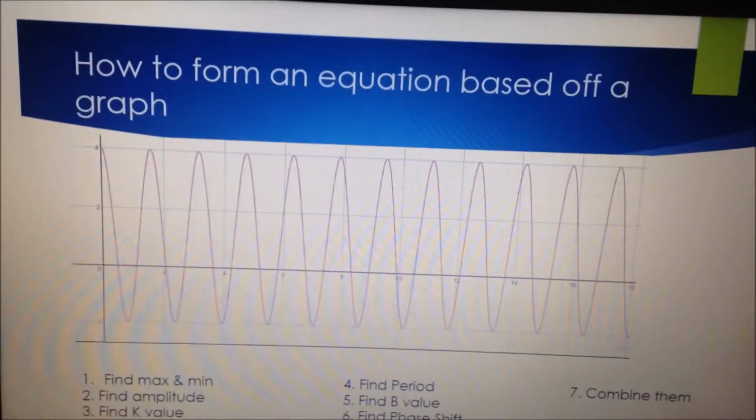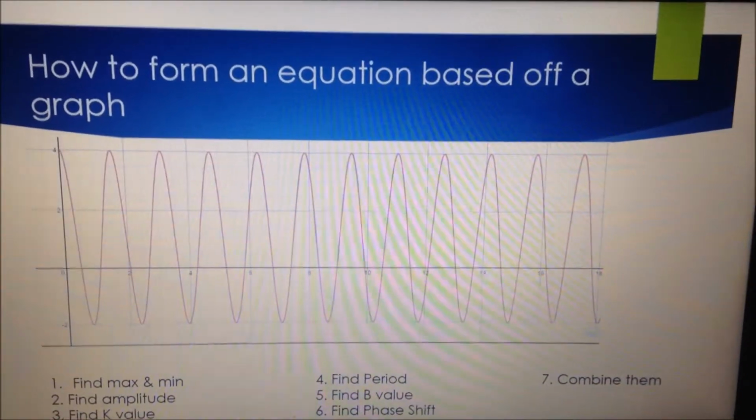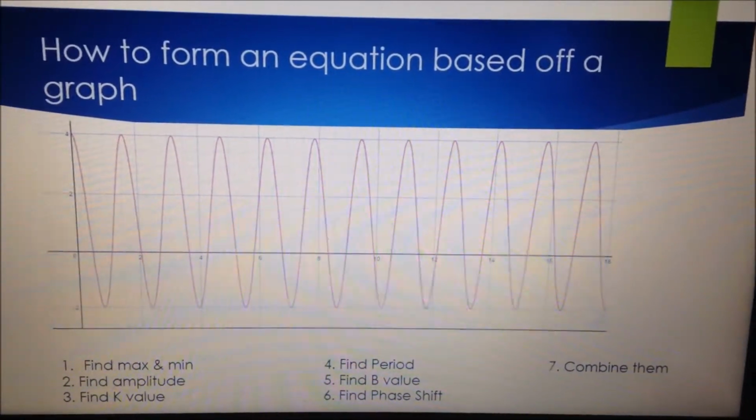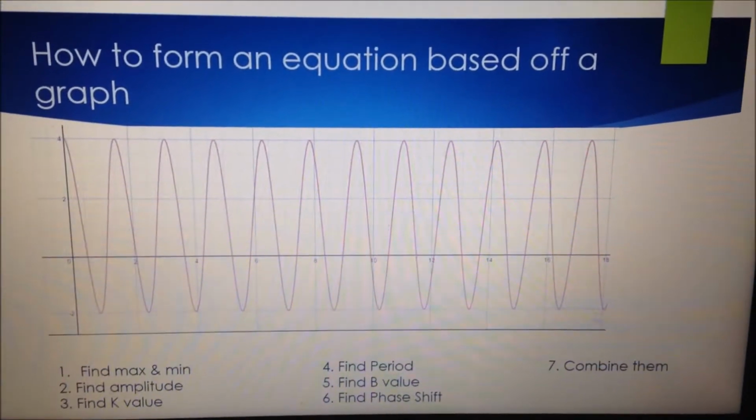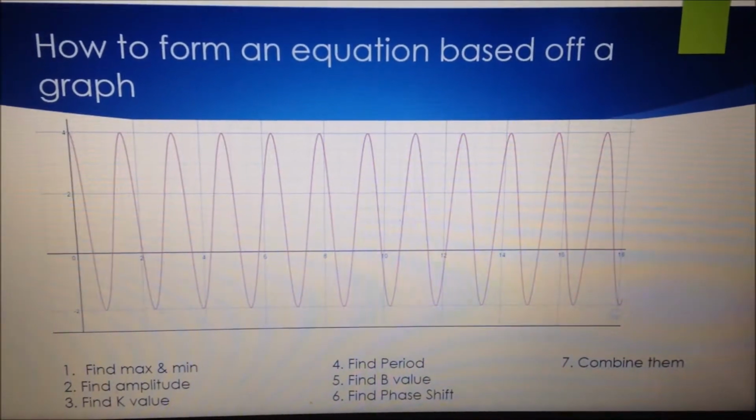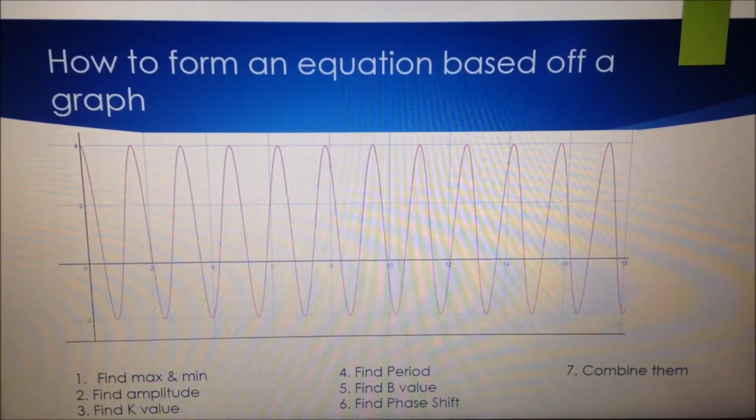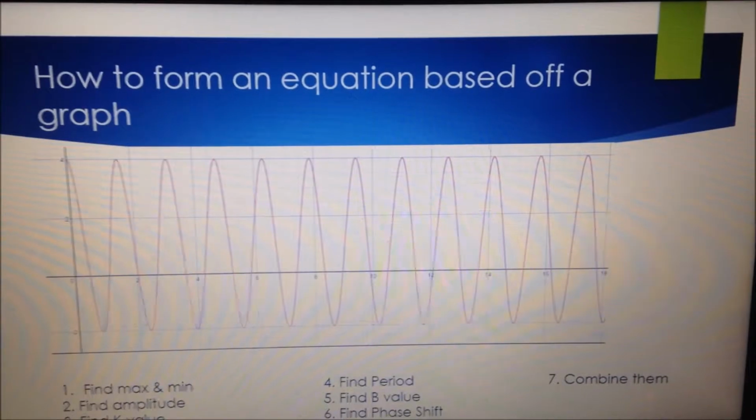So now we get into the challenging part: how to form an equation based off a graph. First we're going to find the maximum and the minimum, then we're going to find amplitude, then k value, then period, b value, phase shift, and then we're going to combine them. It doesn't matter what order you put them in, but you have to find the maximum and the minimum first, because you won't be able to find the amplitude and k value without them, so I always like to do them first.